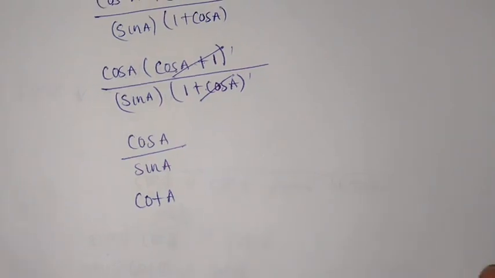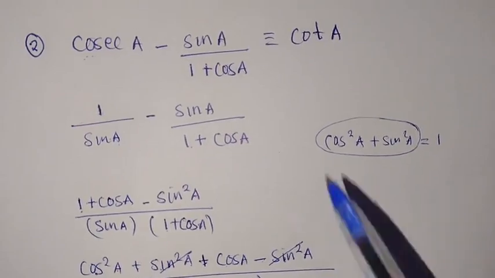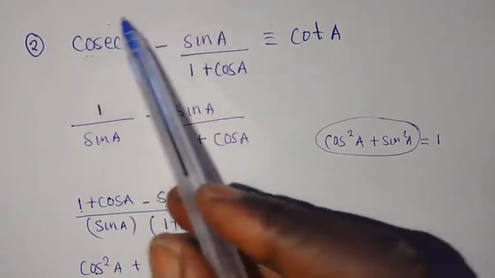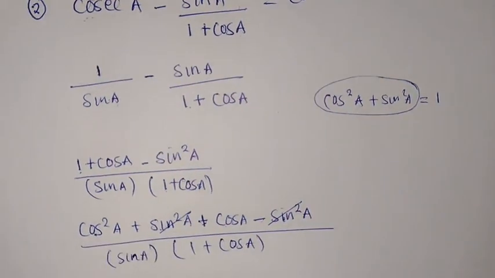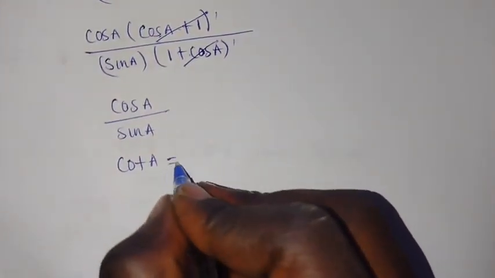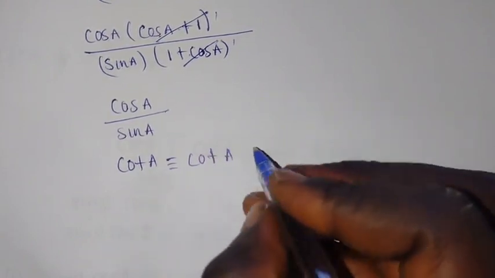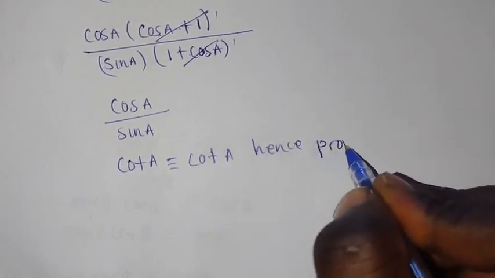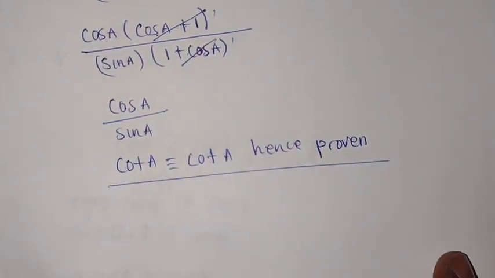Now remember the question. They said this is equal to the right hand side, and the right hand side was cot A. So you can see that we have solved the left hand side and it has given us cot A also. So we can now equate: cot A is equal to the right hand side because we also have cot A on the right hand side. Then we write hence proven. So this is the answer.